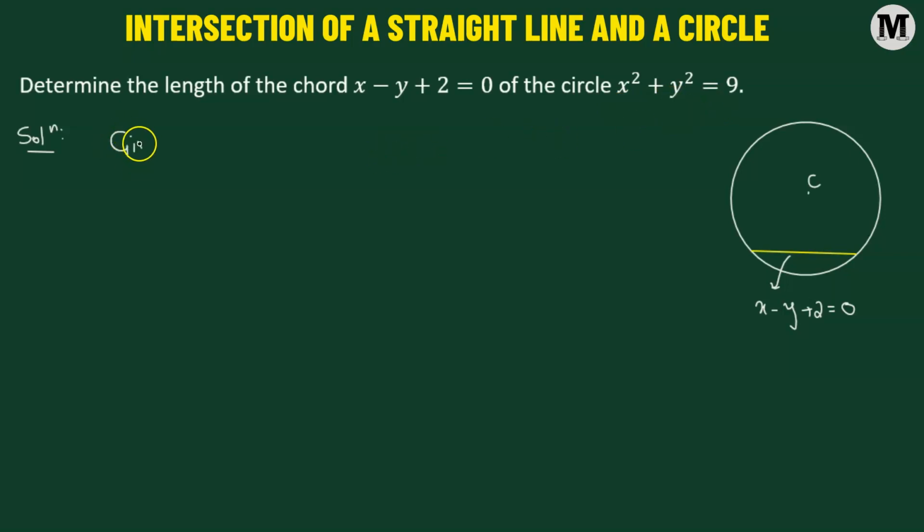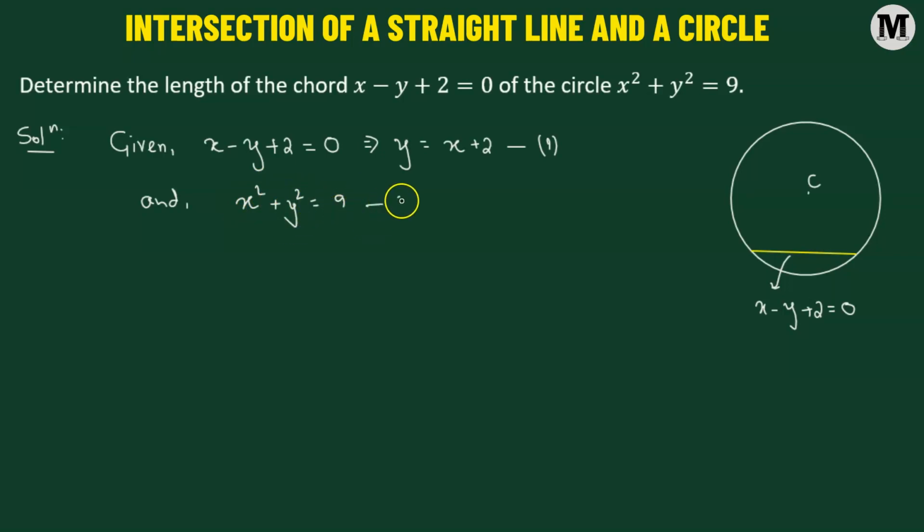So here we are given the equation of the chord, which is the equation of a line actually, x minus y plus 2 equals 0. So what we can do, we can isolate y here. So y will be equal to x plus 2. Let this be equation number 1. And then we have the equation of the circle, which is x squared plus y squared equals 9. So we'll substitute equation 1 in equation 2. So equation 2 will now become x squared plus, in place of y, we'll substitute x plus 2, whole squared, equals 9. So we have used equation number 1 here.